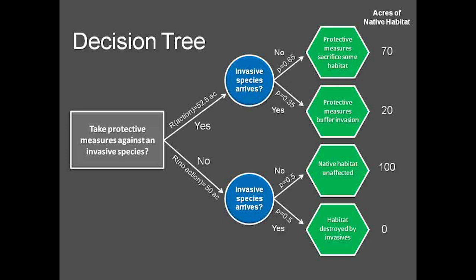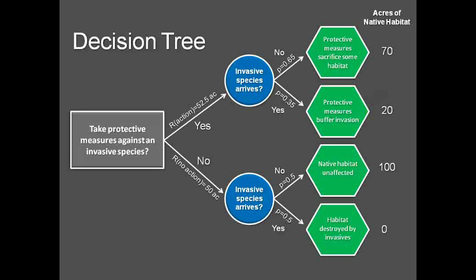Now if the answer is no, we would again be at the very top of the decision tree. If we take protective measures and in fact the invasive species doesn't show up, maybe what that means is that we've sacrificed some habitat by taking those protective measures. And so the acres of habitat that we end up with are 70 acres. So that's our outcome. If we take protective measures and the species does in fact show up, then we still end up with some habitat, but much less, 20 acres in this case.